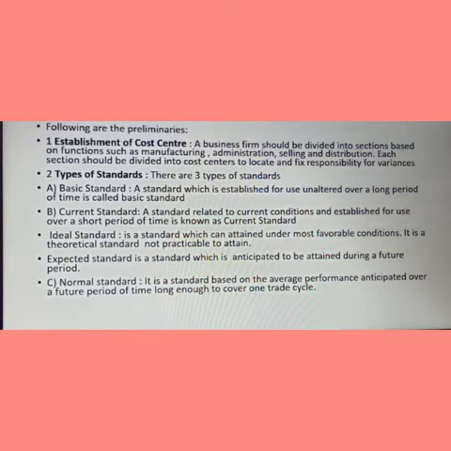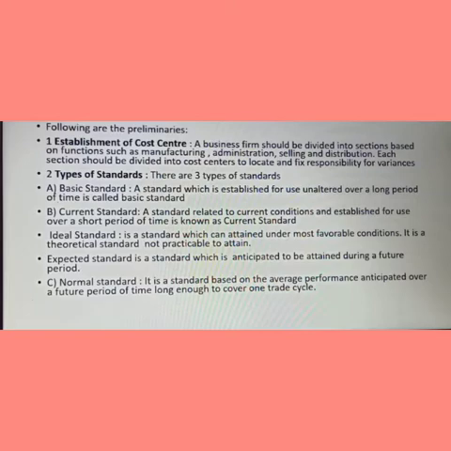Then second, types of standards. There are three types of standards. A. Basic standard: a standard which is established for use unaltered or unchanged over a long period of time is called a basic standard. B. Current standard: a standard related to current working conditions and established for use over a short period of time is known as current standard. It can be an ideal standard or an expected standard.